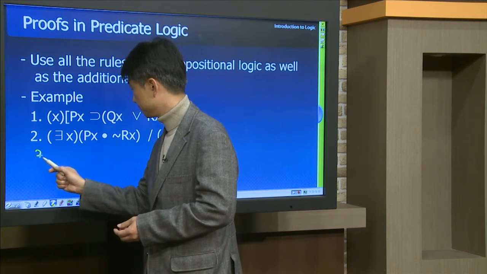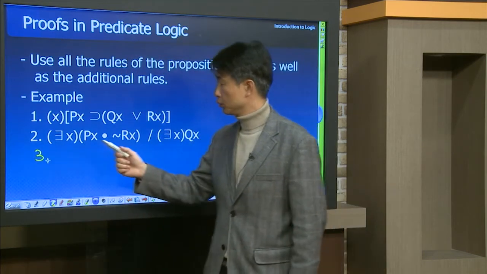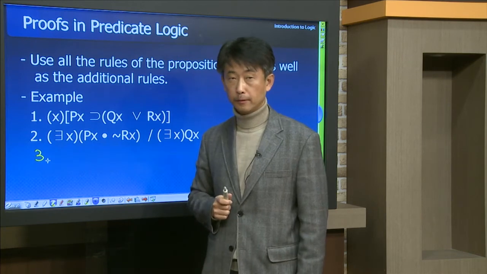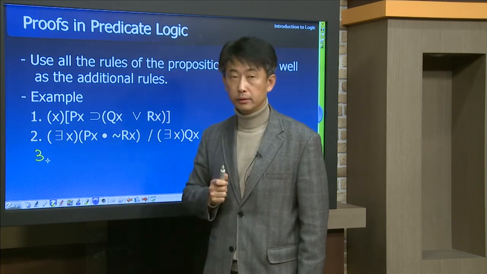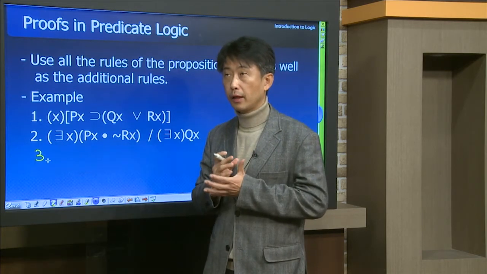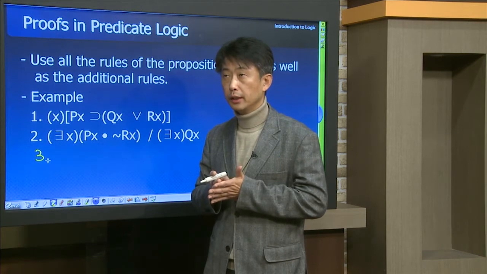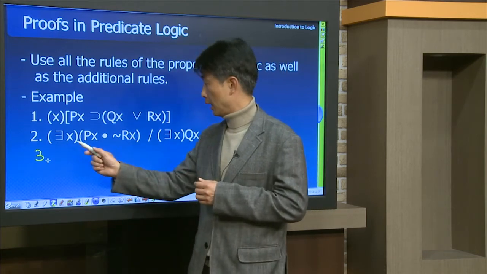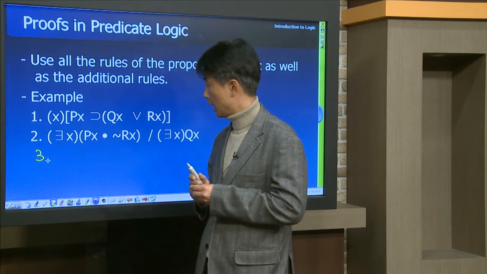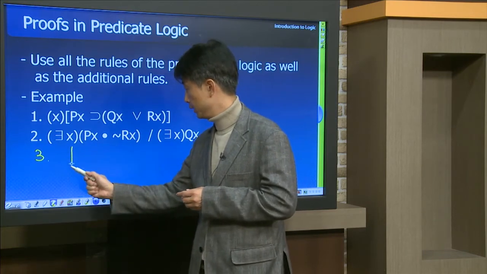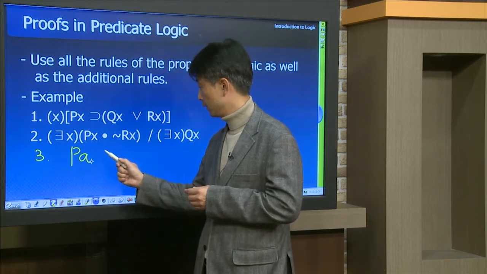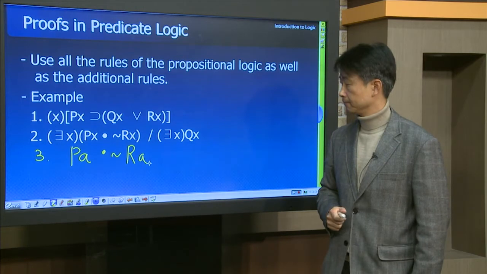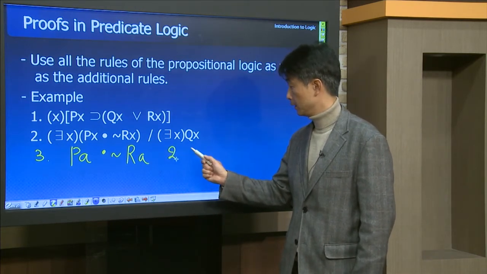So step 3. I can do UI of number 1, but because I have in mind that there are certain restrictions for using EI, I want to do EI first. So I will do EI of number 2 and get P A and not R A. That's from number 2, EI.